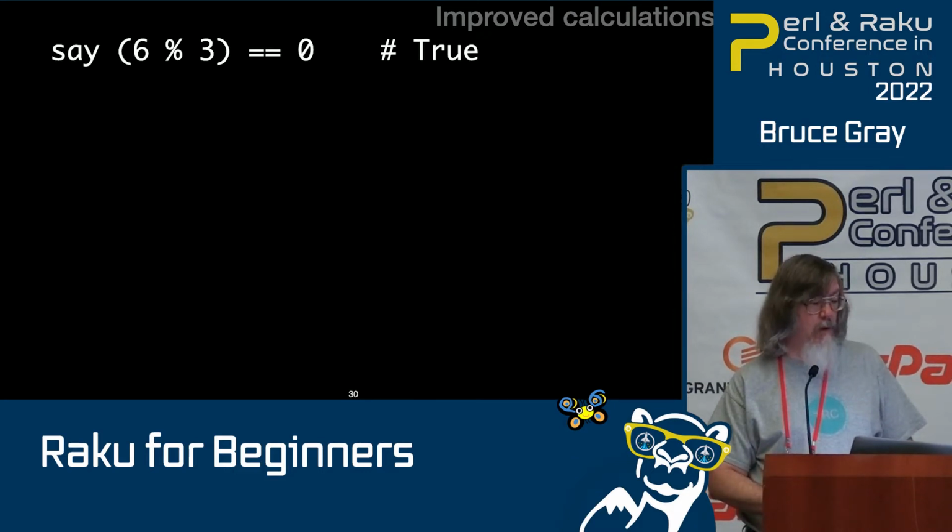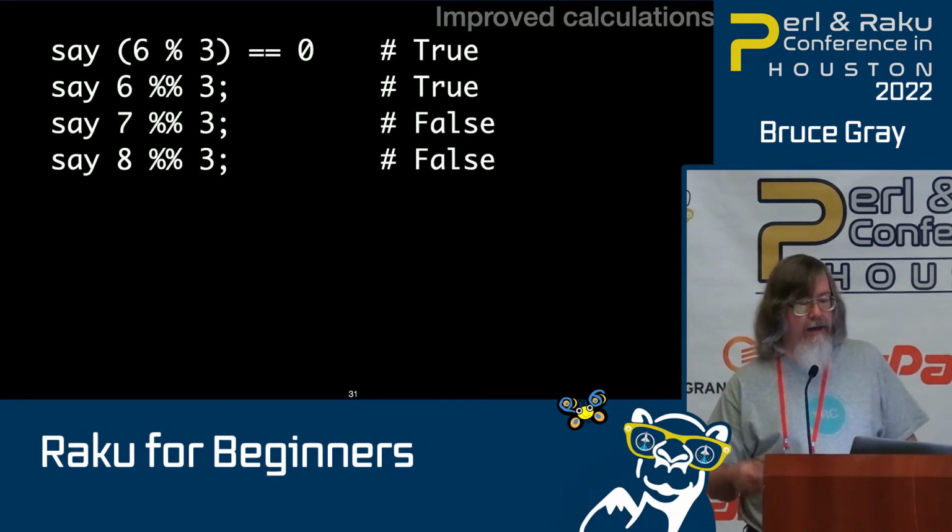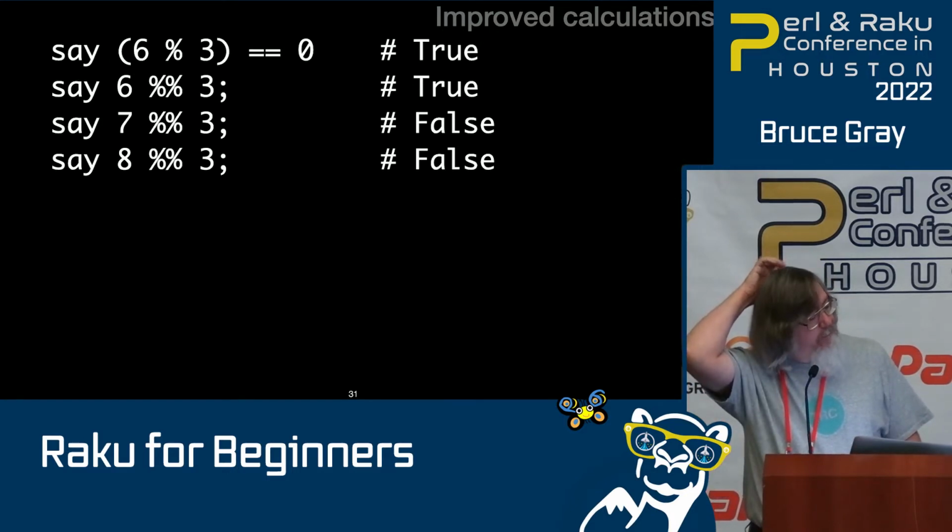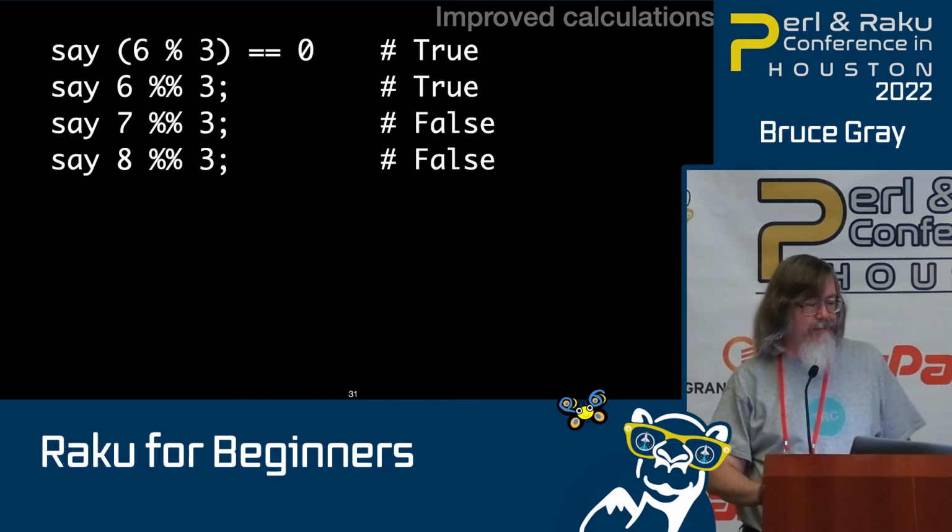Also, it's wasteful because we don't actually care what the remainder is. We just want to know whether or not it's 0. So Raku has added a divisibility operator, a doubled percent sign. It returns true or false, not a number, an actual true or false.